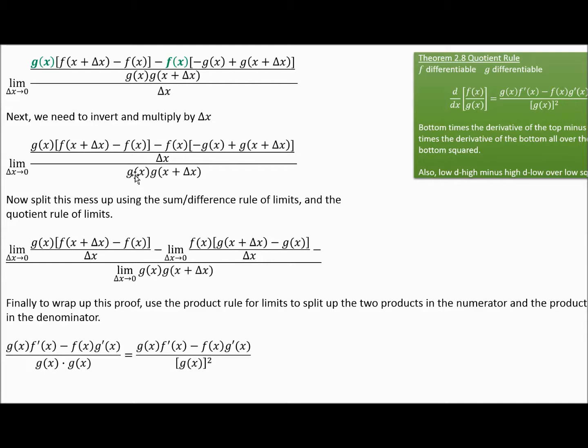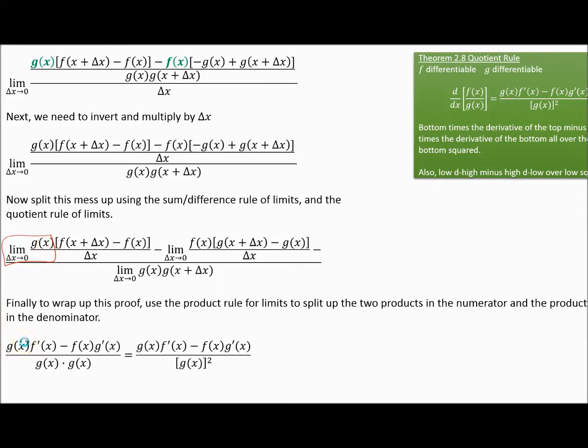It says, finally, to wrap up this proof, let's use the product rule for limits to split up the two products in the numerator and the product in the denominator. Okay, so watch. What is the, we'll do this in red, what is the limit as delta x goes to 0 of g of x? Well, that's just a constant. There is no delta x in g of x, so that is just g of x. That's what I have right here.